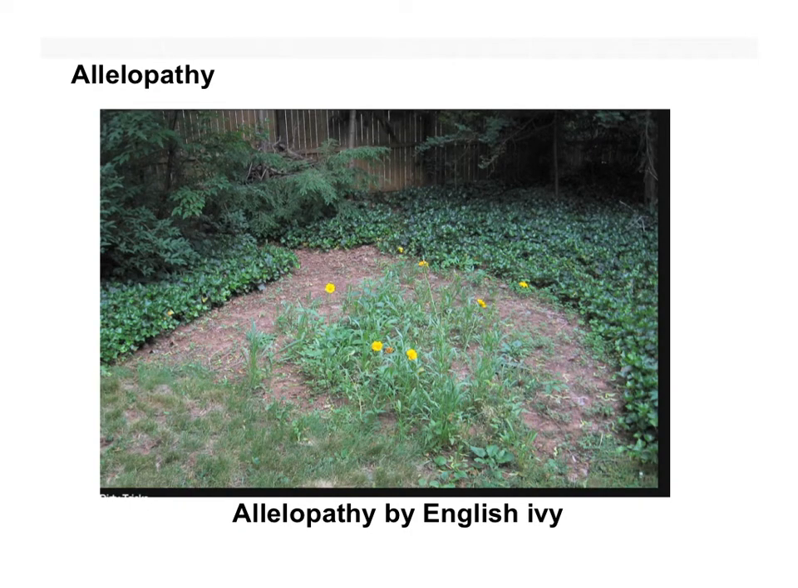Well, this picture is meant to show allelopathy. English ivy, that a lot of people like to plant in home landscapes and around border areas, is allelopathic, and you can see that it reduces the growth of weeds that are within proximity of its root system. So this just shows how it uses these chemicals as a way to reduce competition from neighboring plants.